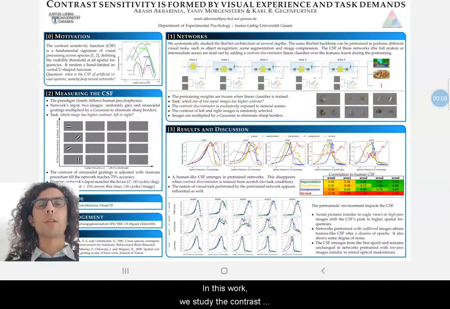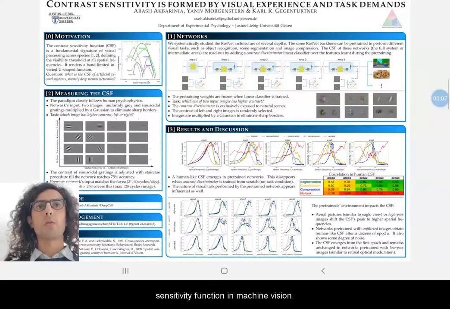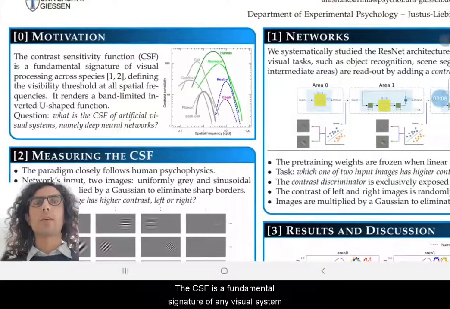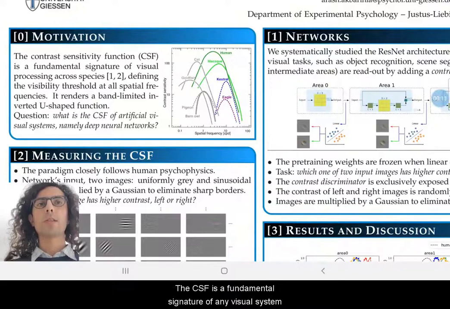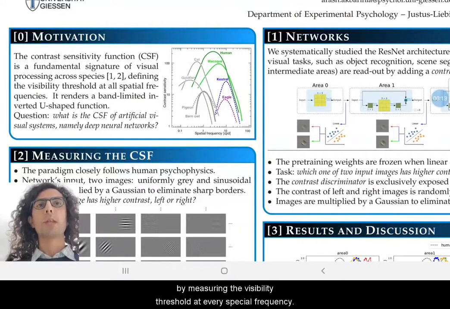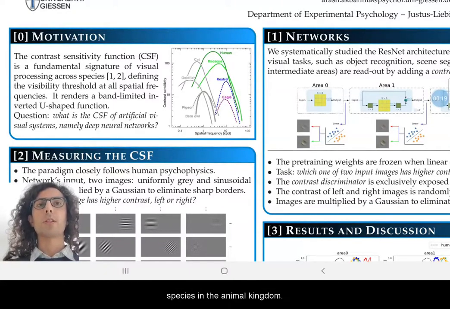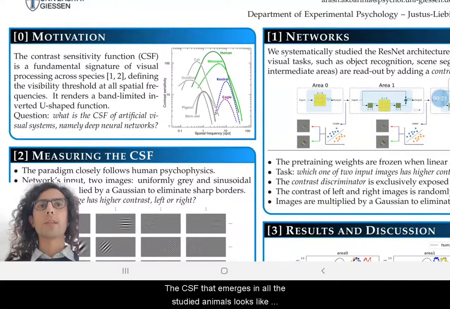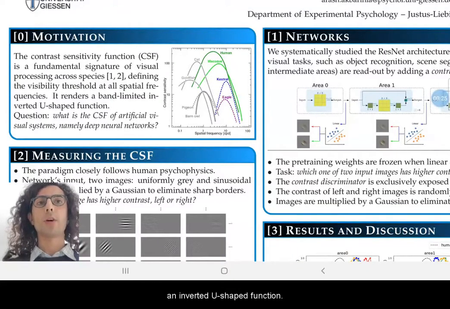In this work, we study the contrast sensitivity function in machine vision. The CSF is a fundamental signature of any visual system, measuring the visibility threshold at every spatial frequency. It has been extensively studied across several species in the animal kingdom. The CSF that emerges in all the studied animals looks like an inverted U-shaped function.